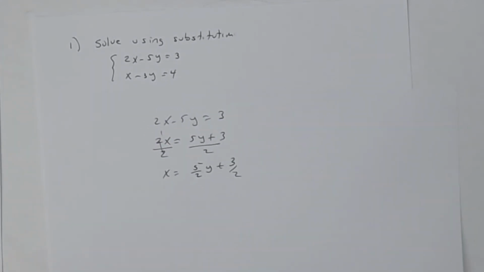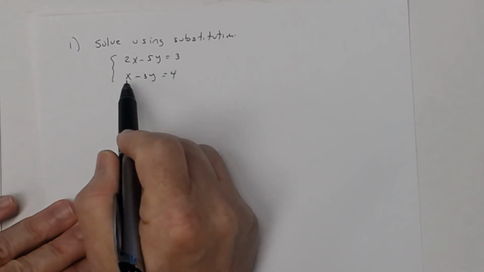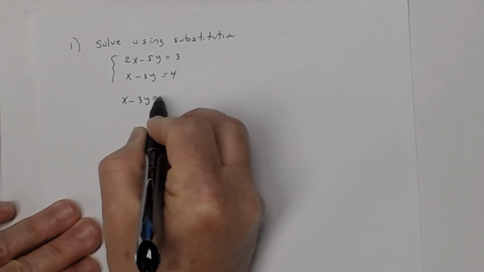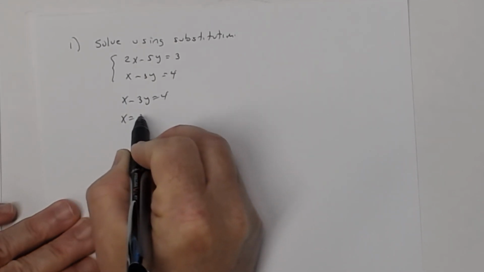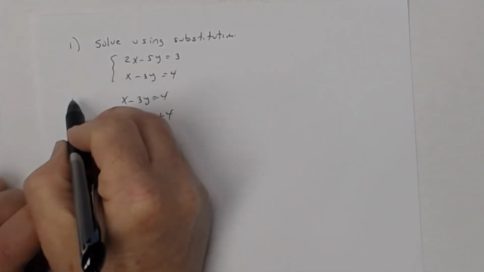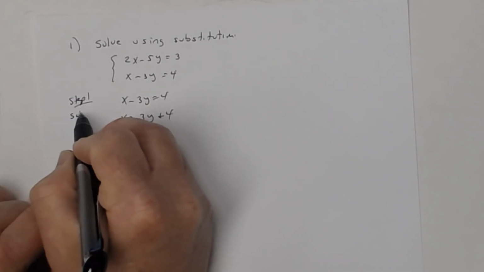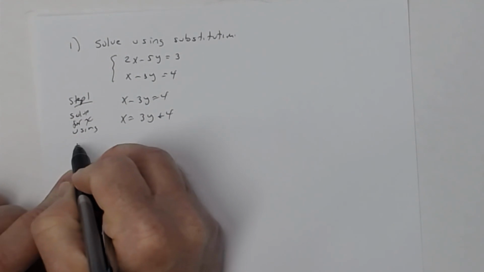So the first thing is to notice that you're going to take that second equation, which is x minus 3y equals 4, and you're going to solve for x. So this becomes x equals 3y plus 4. So that's the first thing you have to do. So step 1 in this particular case is to solve for x using the second equation.